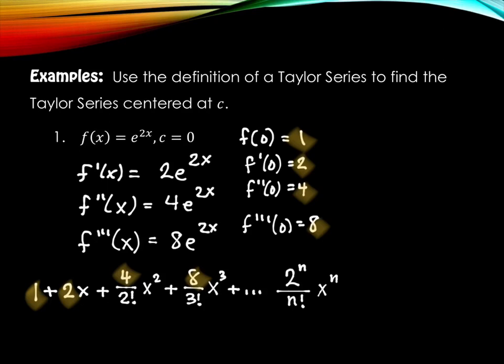I put in 0, I get the first one. If I put in 1, I get 2. If I put in 2, I get the third one, which is the 4, and so forth. So it is 2 to the n.